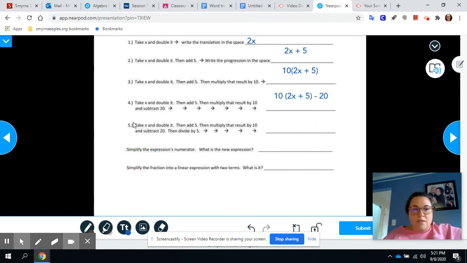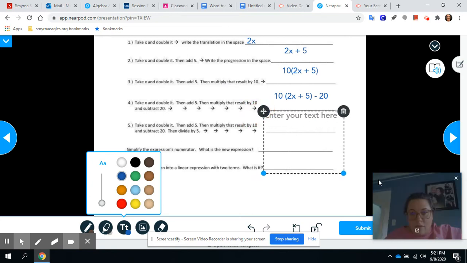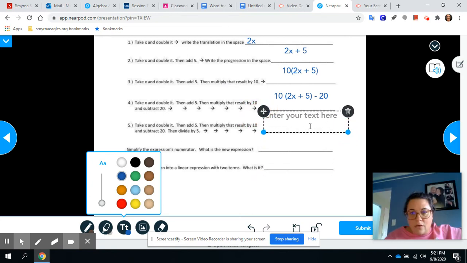The next progression is we're going to take X and double it, then add 5, multiply by 10, subtract 20. So we're taking all this right here, and then we're going to divide it by 5. So I'm going to try and type this. Let's see how it would look. We're going to have 10 times the parentheses, 2X plus 5. We're going to subtract 20. And all of that is going to be divided by 5.